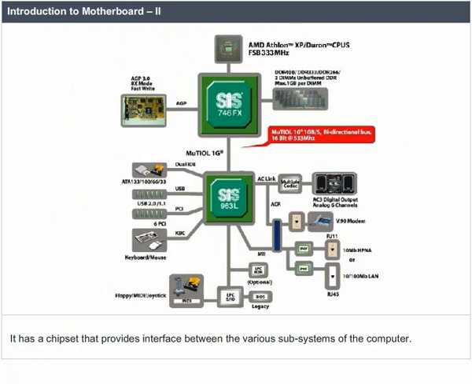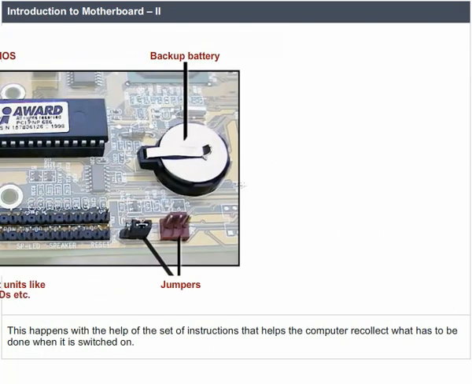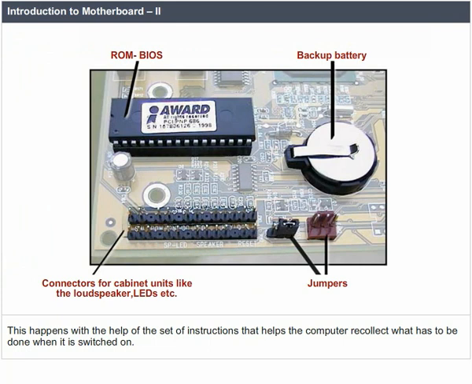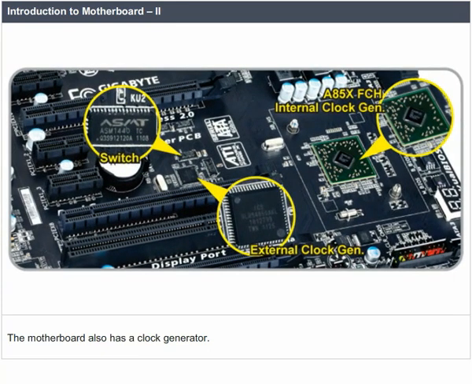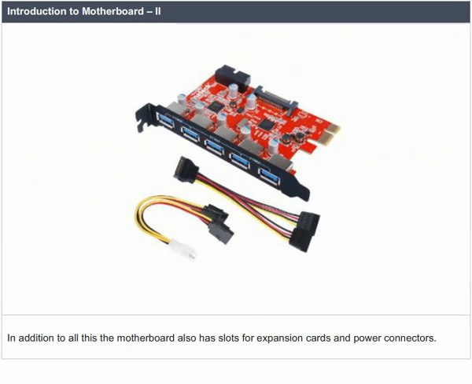The ROM is held with the help of BIOS. This is the memory that does not get erased when the computer is turned off. This happens with the help of the set of instructions that help the computer recollect what has to be done when it is switched on. The motherboard also has a clock generator. This helps the computer synchronize various operations. In addition to all this, the motherboard also has slots for expansion cards and power connectors.